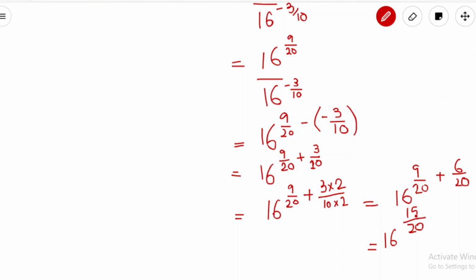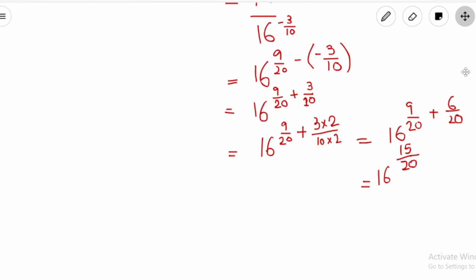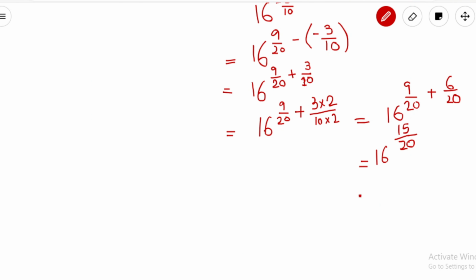Now whenever you have a fractional exponent, you're going to think about whether it is written in the simplest form or not. If the fractional exponent is not in the simplest form, you are supposed to write it in the simplest fraction. So 15 and 20 are both divisible by a similar number, that is 5. 5 three times is 15 and 5 four times is 20, so we cancel them by that number. So it will be 3 over 4. This is the simplified form of this.